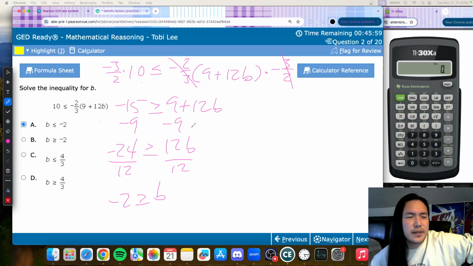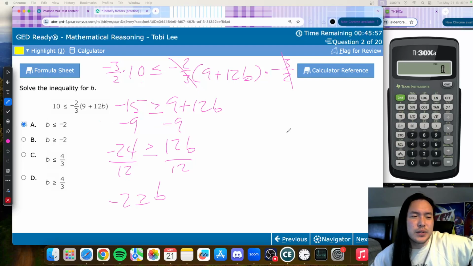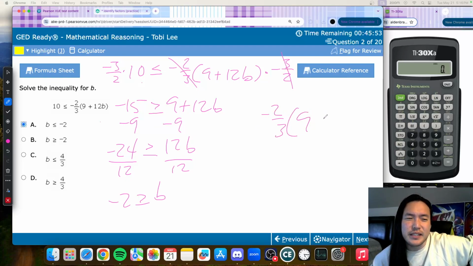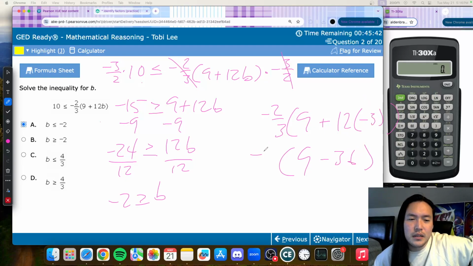You can definitely test it, right? So b is less than or equal to -2, so let's try -3. Let's see what happens if b is -3. So -3 is definitely less than -2, right? Okay, so -3 times 12 is -36. 9 minus 36 is equal to -27.